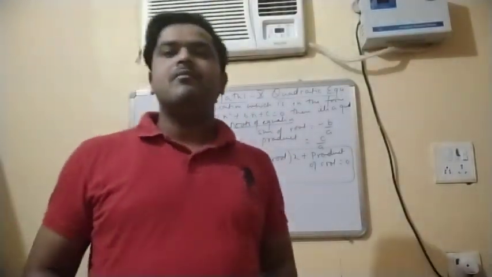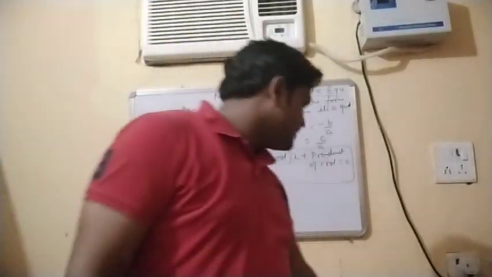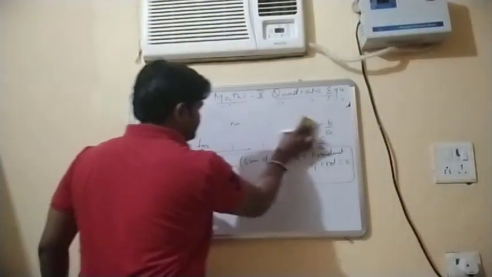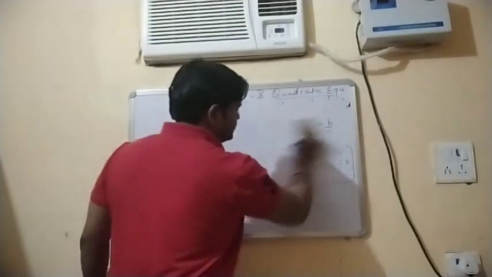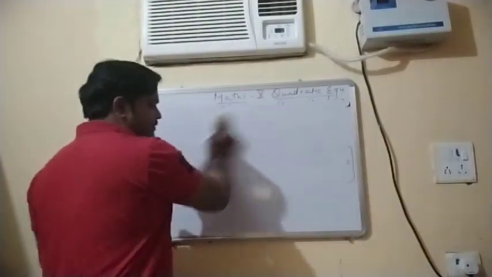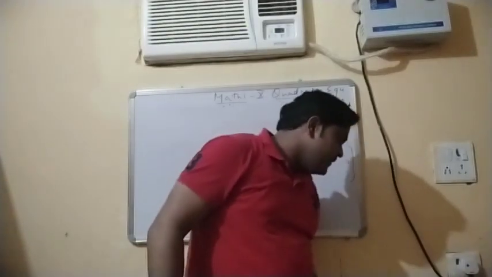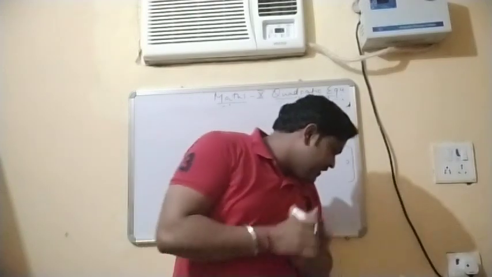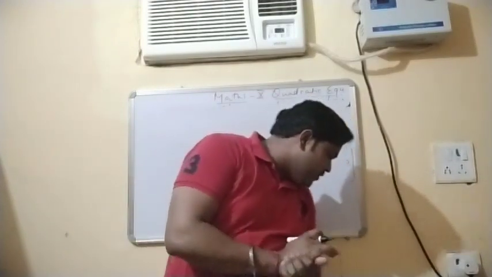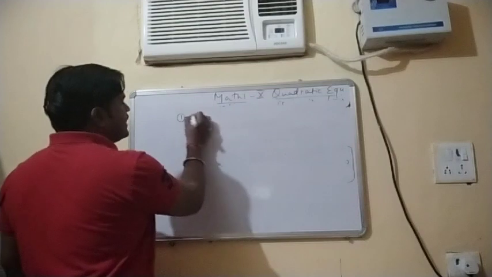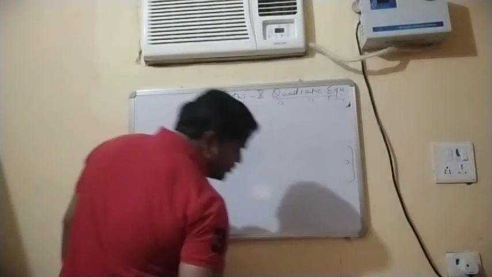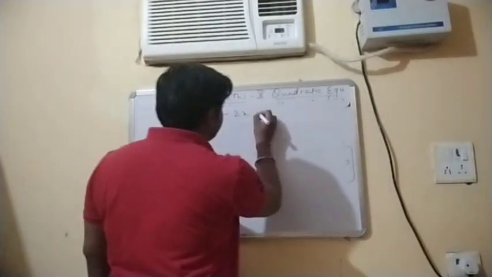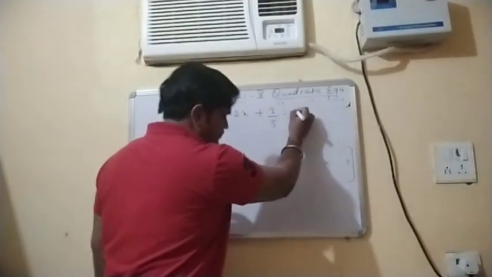Now we will start with some of the questions from the exercise. The first question for today is, check whether the following equations are quadratic or not. We have to check the equation is quadratic or not. Root 3 x square minus 2x plus 3 by 5 equal to 0.